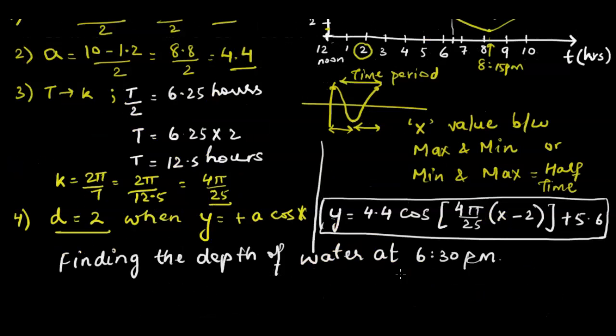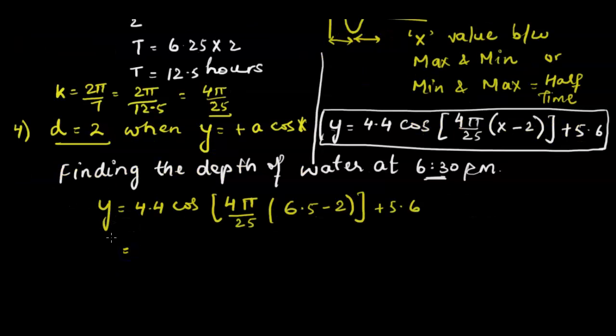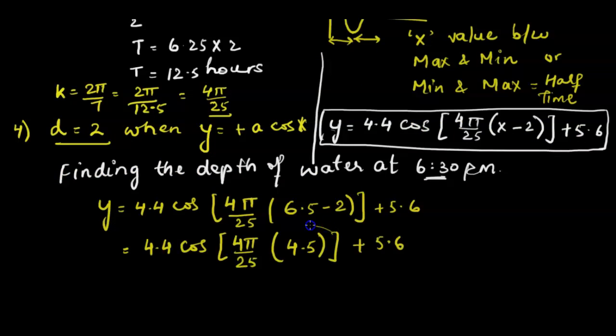In order to find the depth of water at 6:30 p.m., we need to substitute the x value for time. We know x represents time in this scenario, and y represents the height. So 6:30 p.m. is going to be here, which is 6.5 hours from the beginning. Therefore, we sub in x as 6.5 and solve for y, or height. When we simplify this bracket, we get 18 pi over 25.